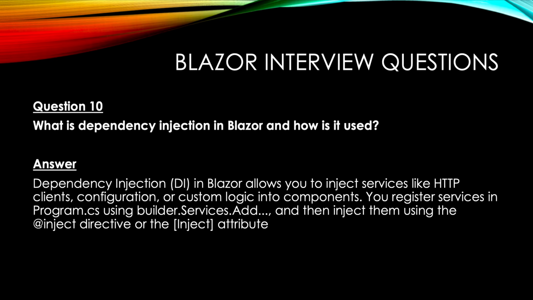Question number 10. What is dependency injection in Blazor and how is it used? DI in Blazor allows us to inject services like HttpClient, configuration, or custom logic into components. You register services in Program.cs using builder.Services.Add and then inject them using the @inject directive or decorate them with the [Inject] attribute.